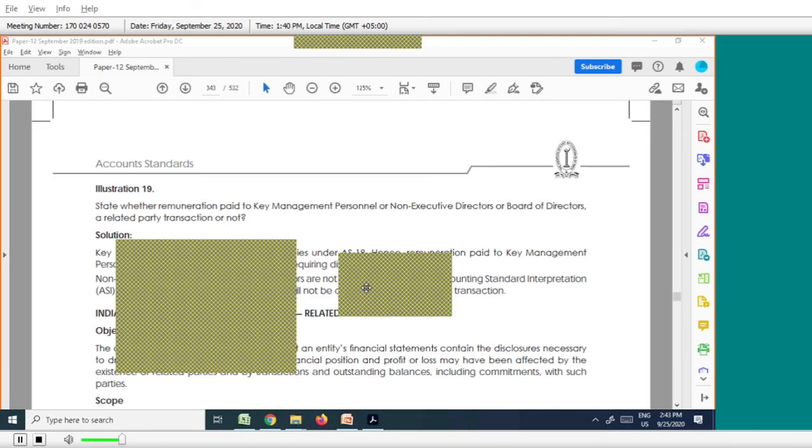Okay, that is one point. Second point is non-executive directors. As I said, non-executive, independent, part-time directors, all these directors will not participate in the company's regular operations. They will not be part of the decision making process.